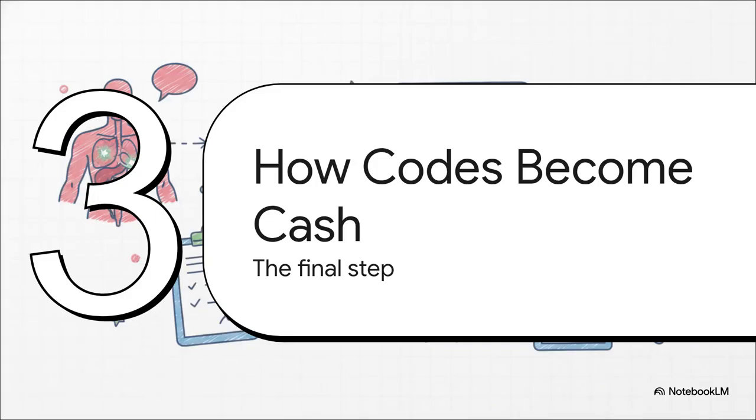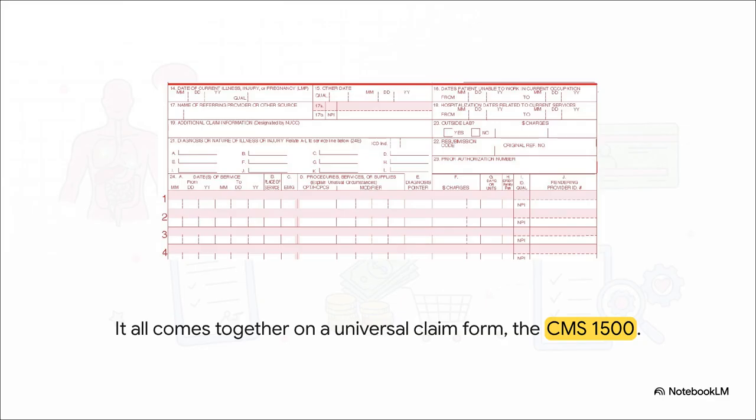All right, now for the part everyone's really interested in, how all these codes finally turn into cash. Because at the end of the day, this entire process is the financial engine that keeps the hospital running. So after all that careful work, where do these numbers actually go? Well, they all land right here on a standardized form called the CMS 1500. This is pretty much the universal claim form used across the entire industry. It's where the story of Alex's broken arm gets formally told to the insurance company in the language of codes.